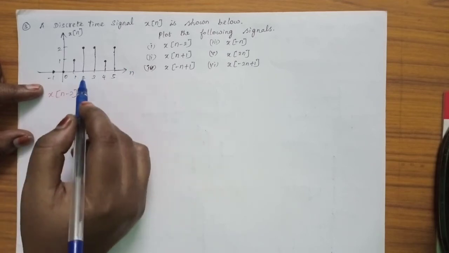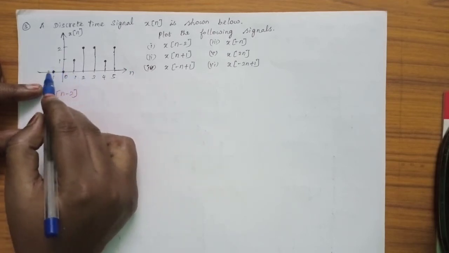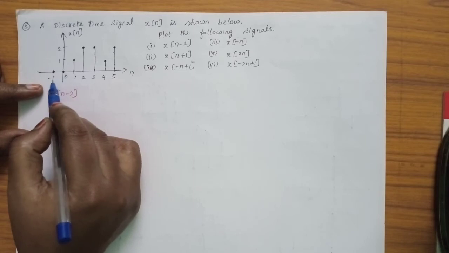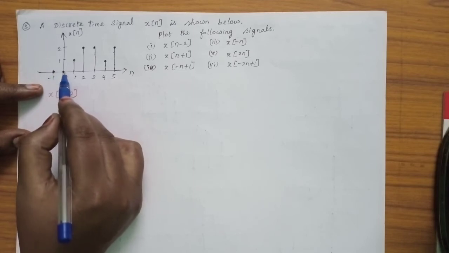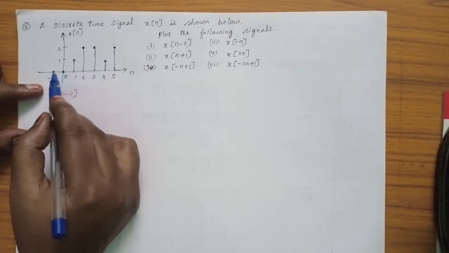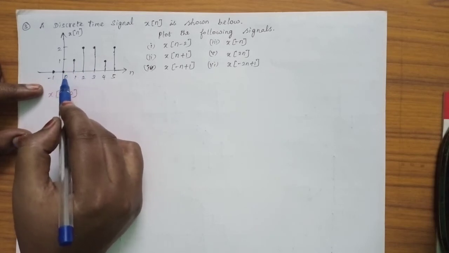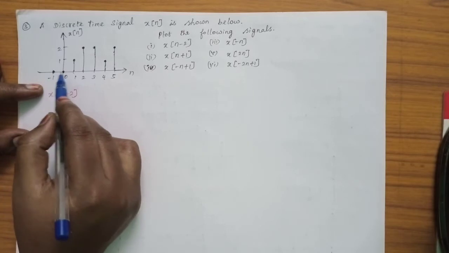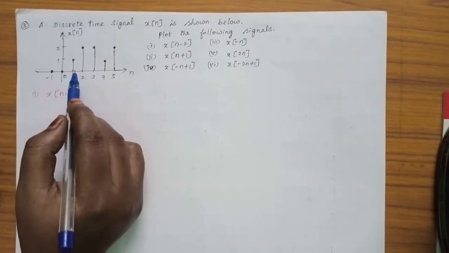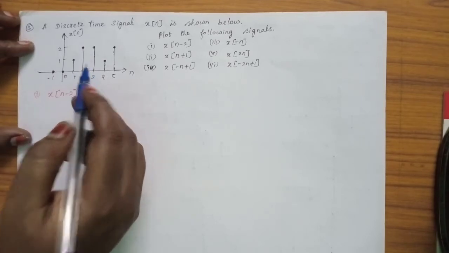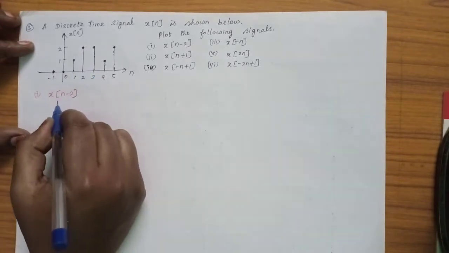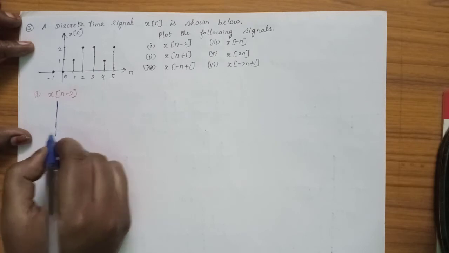Mostly students will leave these two samples, that is at n equal to minus 1 and n equal to 0, where its value will be 0. But in the question they have mentioned that at n equal to 0 and n equal to minus 1, its value is 0. So we need to consider these two values also, otherwise the answer will be wrong. Then the new limits will be 1 to 7.